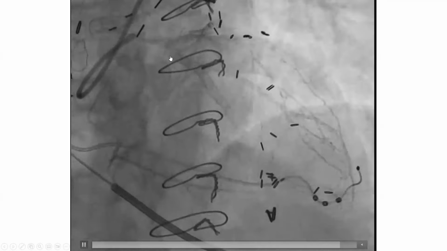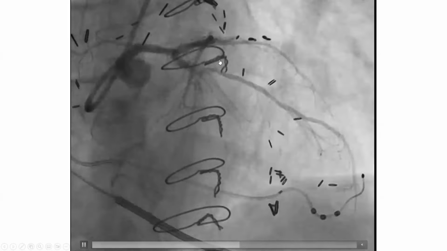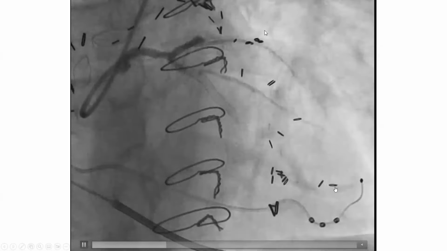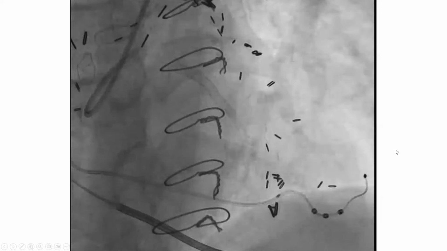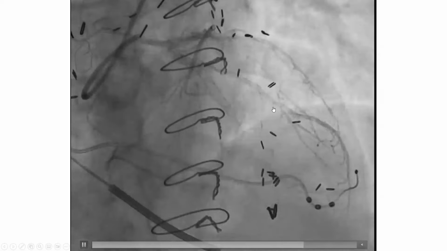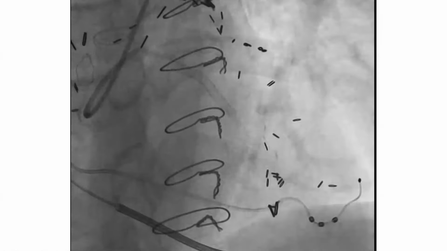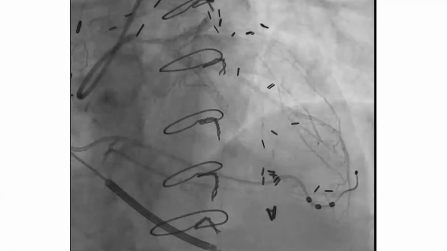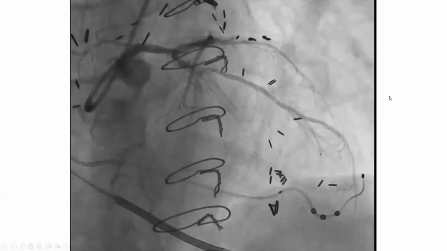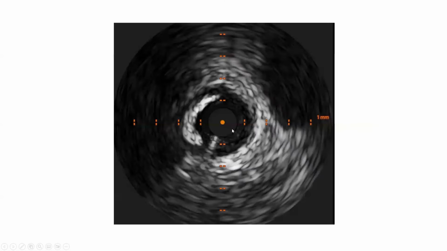And in such a complex case with 2 layers of stent, we need to define the mechanism. So it's important to do IVUS. After some ballooning, it may be difficult to do IVUS in such tight disease, so you may need to advance a 2 millimeter balloon, dilate the area before you can get your IVUS catheter. So that's what we did here.